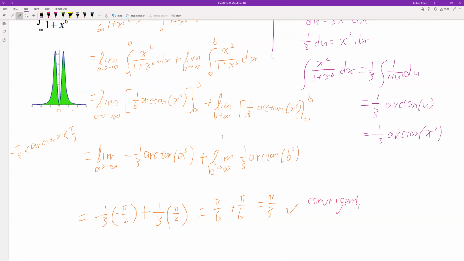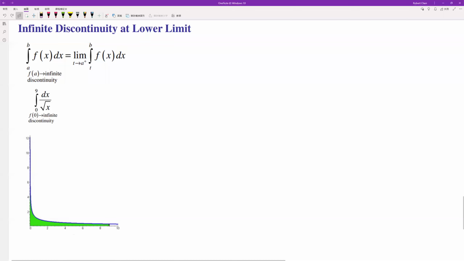Just need to rewrite it with another variable and take that variable as a limit approaching either infinity or negative infinity. And everything else is pretty straightforward. Next, let's look at discontinuity. So the first one we're looking at is discontinuity at the lower point. At the lower point, it's 0, but as you can see on the graph, as we're approaching 0, it actually goes up to infinity.